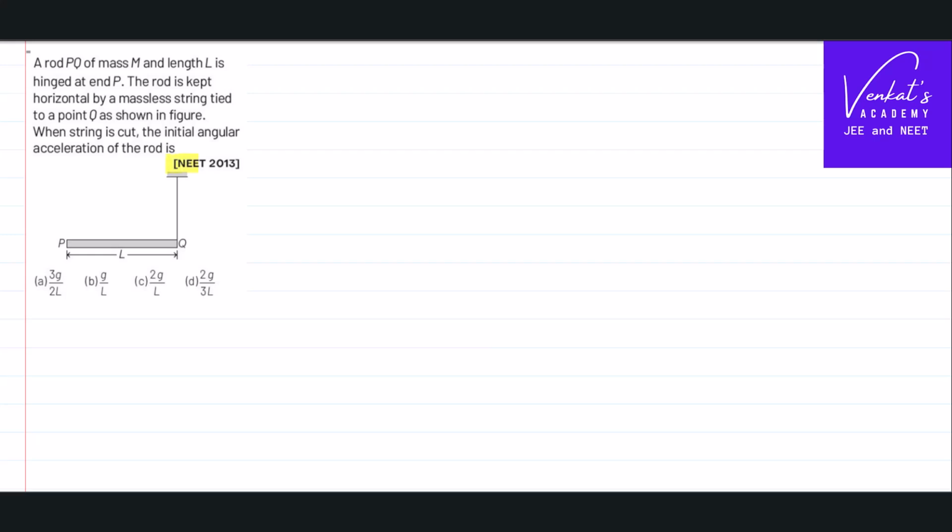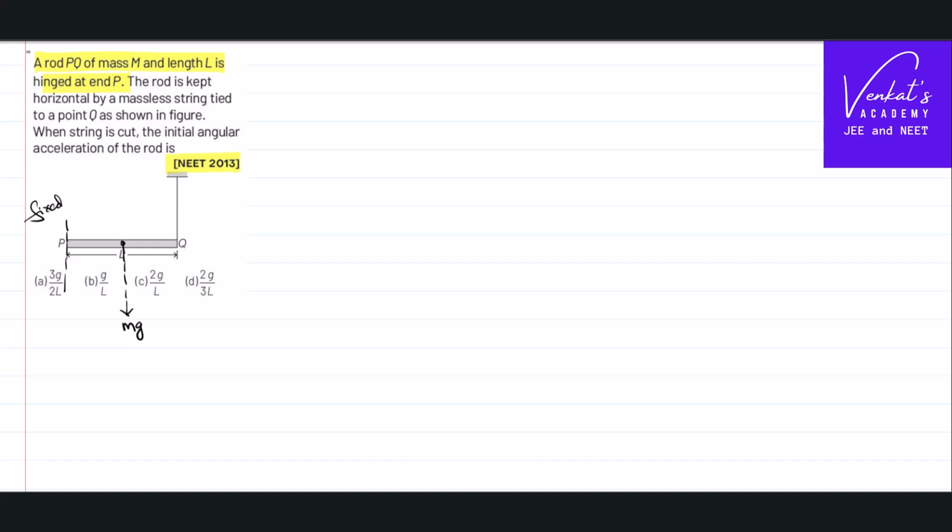This is the NEET 2013 question from rotational dynamics. The problem is like this. A rod PQ of mass M is hinged at the point P. So you mean to say it is fixed about this point, whose mass is M. So obviously its weight always acts in a vertically downward direction.